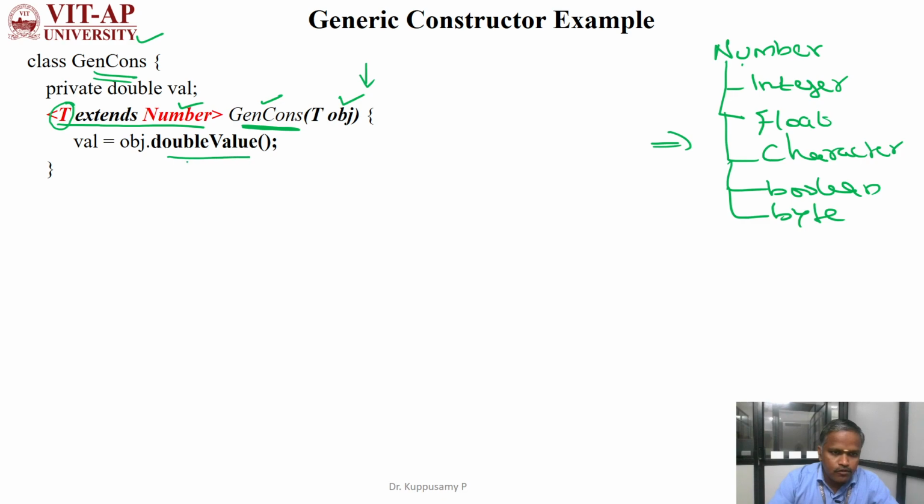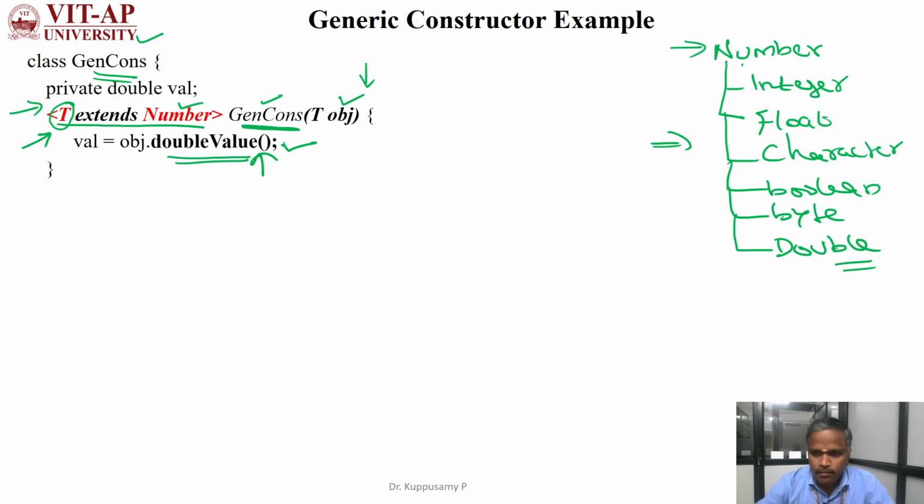So simply here I am using the double value. When you are invoking the double value, this T is acting as a double data type. Yes, one more is Double. So when you are using the double value method, this T is invoking the Double class from the parent class Number. Double is the child. These are all child classes of the parent class Number. So that is the relationship in the hierarchy.